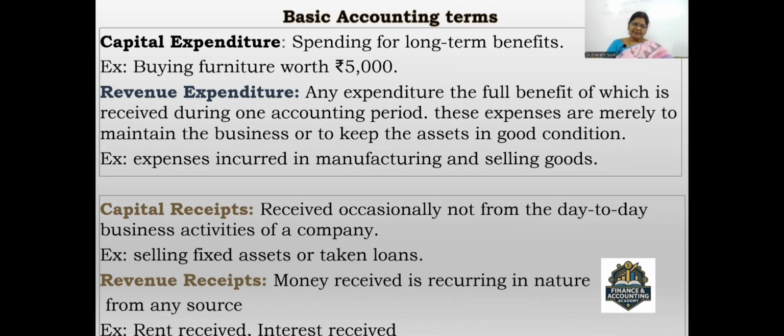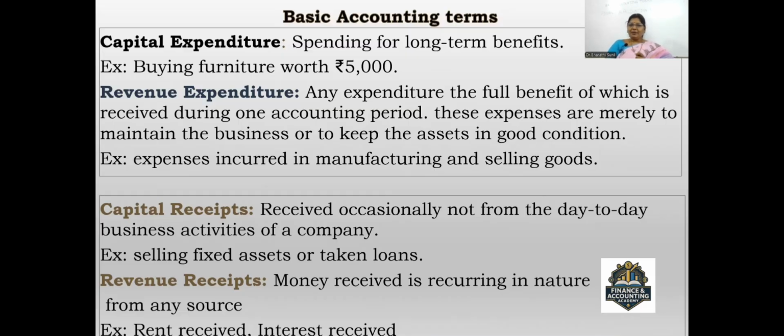Next, revenue receipts. What are revenue receipts? When we receive money which is recurring in nature, right? Say we are having our own building, and we gave this building for rental purpose to some school or some college. So that college or school will be paying us rent every month. What is this rent called? This is our revenue receipt.